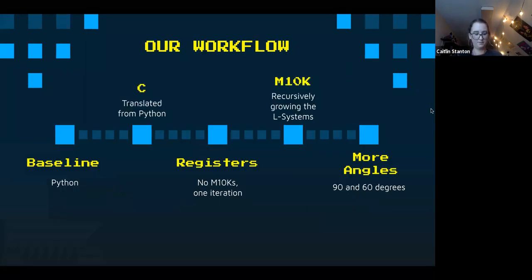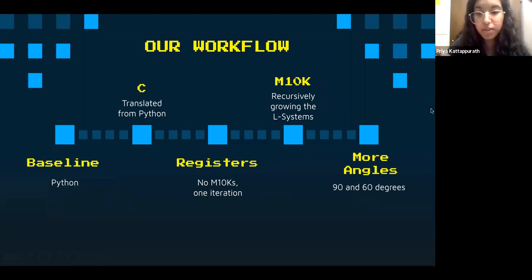Next, for our workflow. So overall, our goal was really, like what Caitlin said, to be able to graph these recursive LSystems with timing that rivals the baseline Python. So our baseline was a Python coding set, and then we translated that over to C just so we could get a better idea of what each module actually did and what modules we wanted to include in our Verilog implementation. So we had multiple versions of our Verilog implementation.